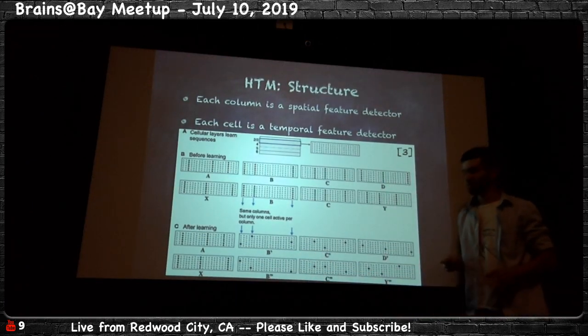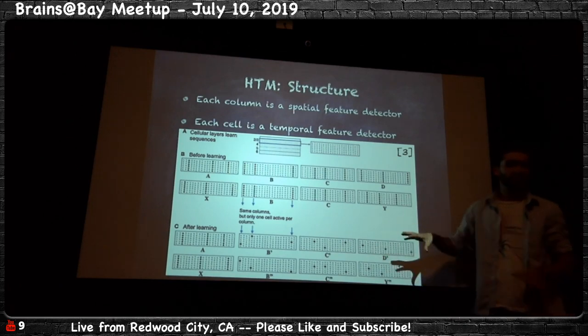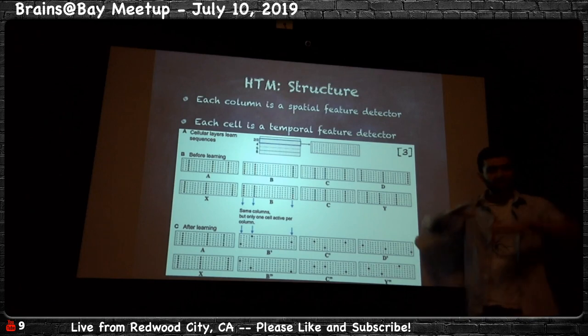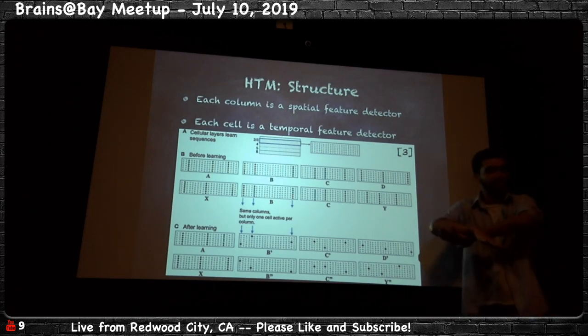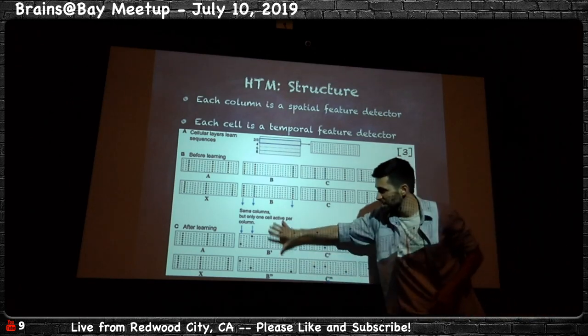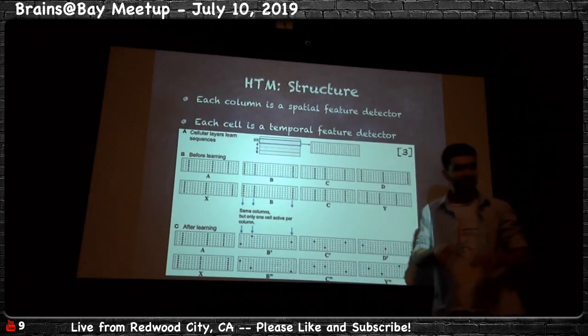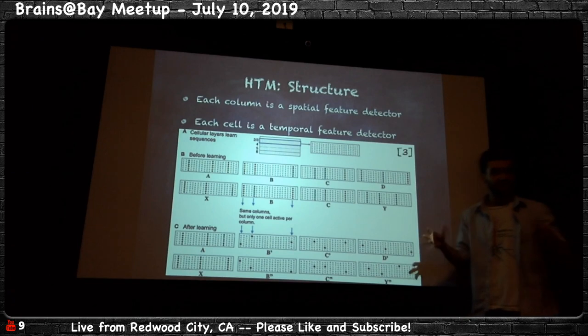So there you have basically done spatial and temporal feature detection at once in a really sparse space without having the patterns all over each other, right? Because you can recognize that this is the same as this, but it's also different at the same time. So this is like that separating out of information in a memory space.